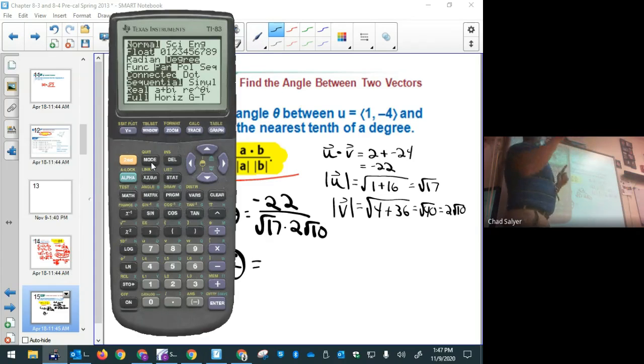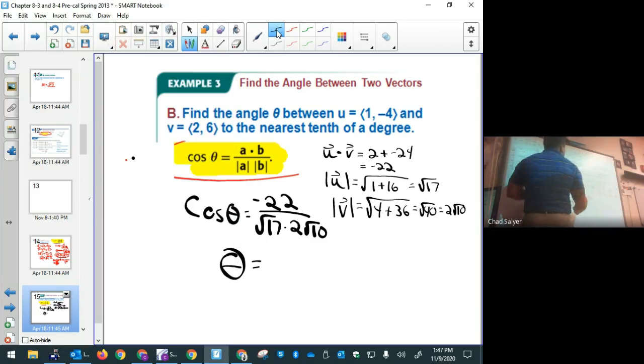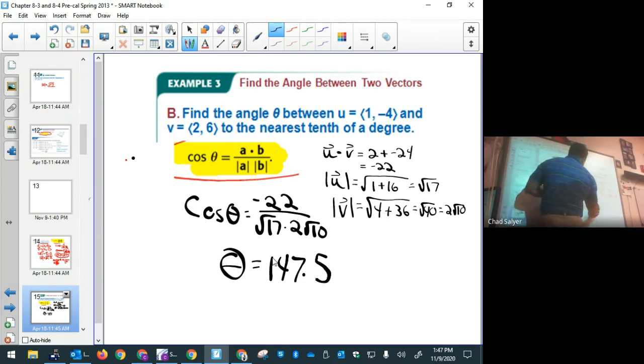Another thing, when you use cosine inverse, make sure you're in degree mode, ladies and gentlemen. If you're in radian mode, you're going to get some weird funky decimal. It'd be like 1.4 or something like that. It won't make a whole lot of sense. So make sure you're in degree mode. Cosine inverse, negative 22 divided by, and notice I'm putting the denominator in parentheses, 147.5 degrees.